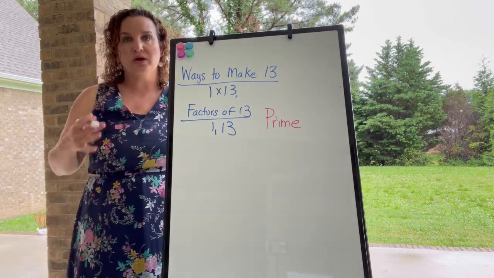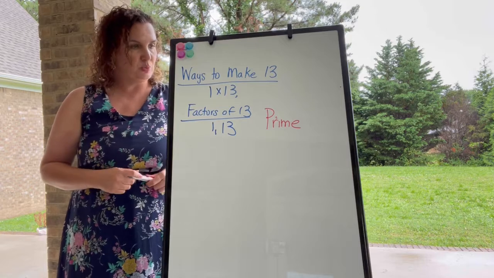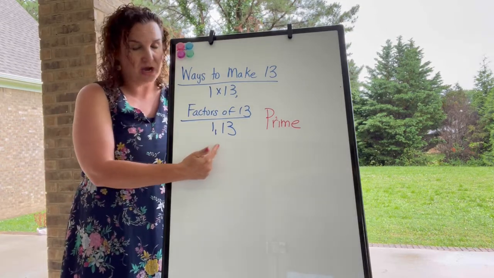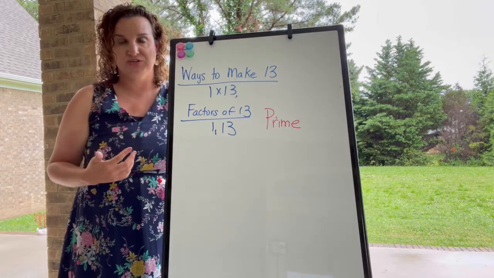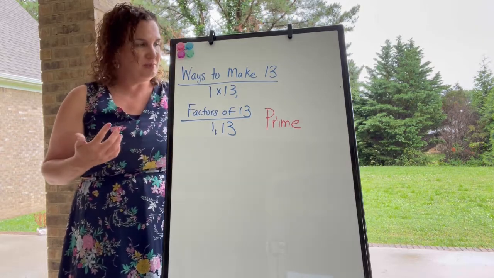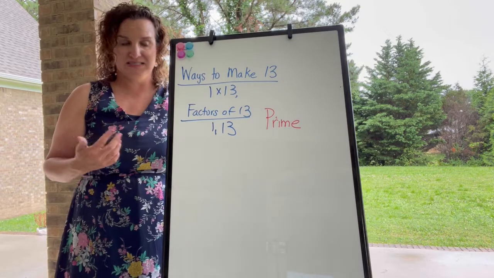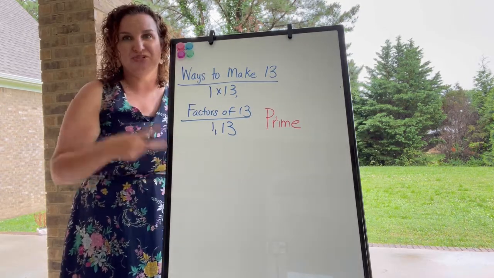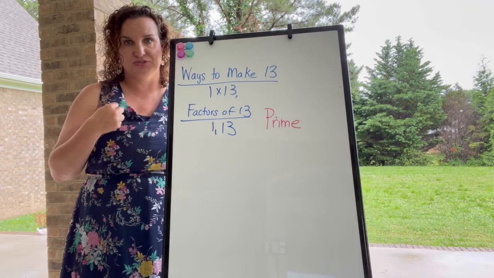And we're going to continue working on multiplication, but we're going to keep talking about numbers and finding factors of numbers, and we're going to determine if those numbers are composite, do they have more than 2 factors, or are they prime, do they only have 2 factors.